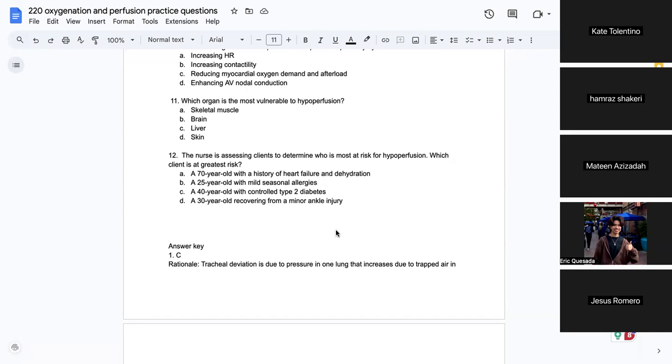All right, so the correct answer to this question is A, a 70-year-old with a history of heart failure and dehydration. So we know that hypoperfusion occurs when blood flow to tissues is inadequate to meet oxygen and nutrient needs.